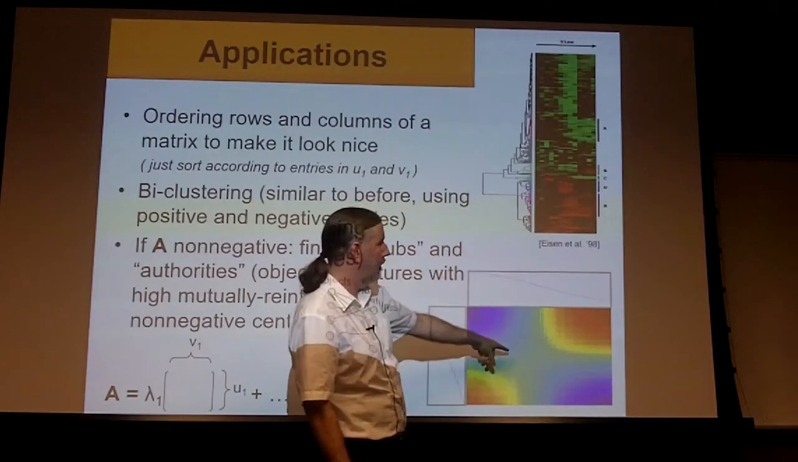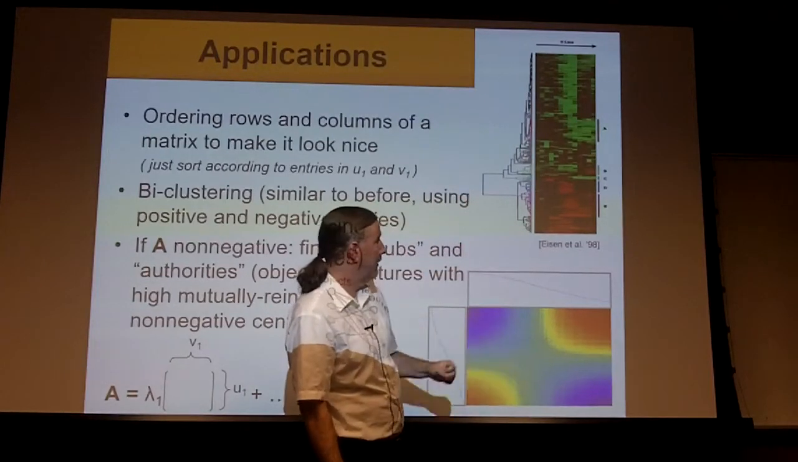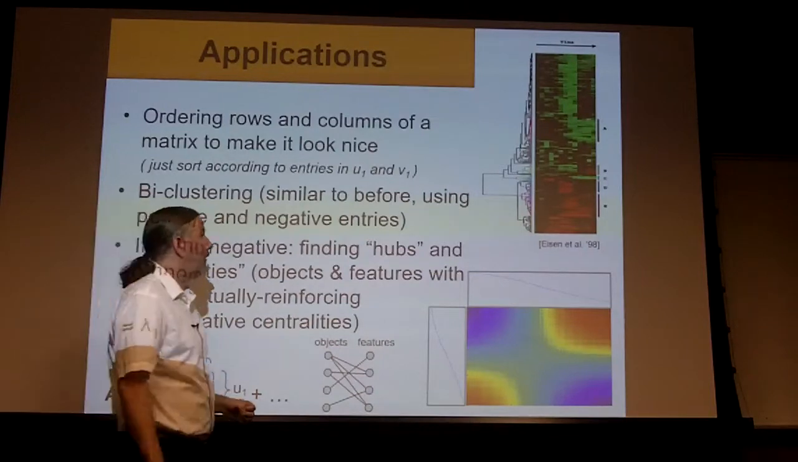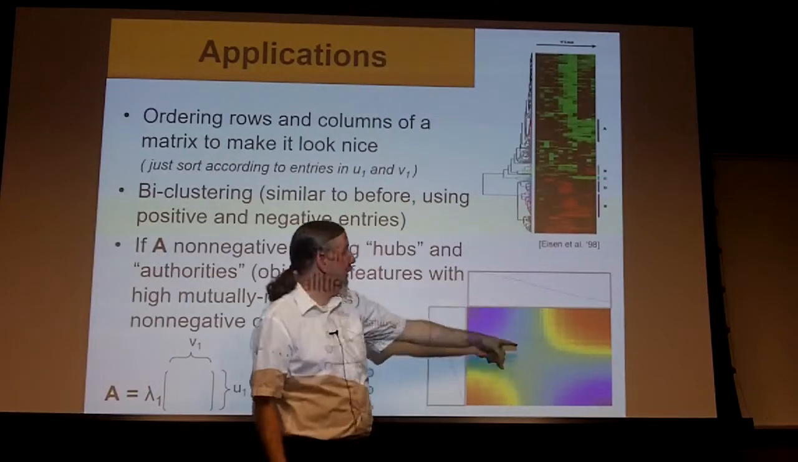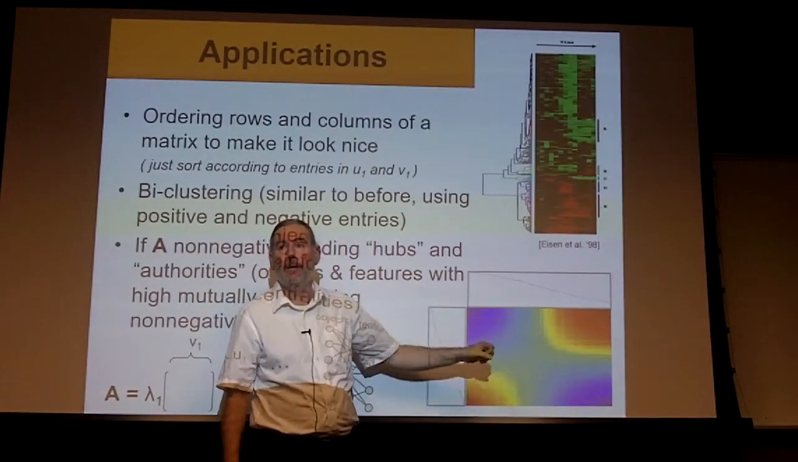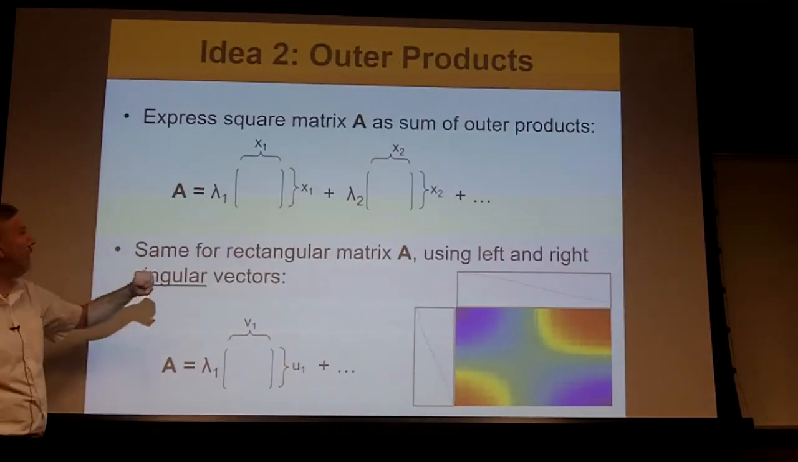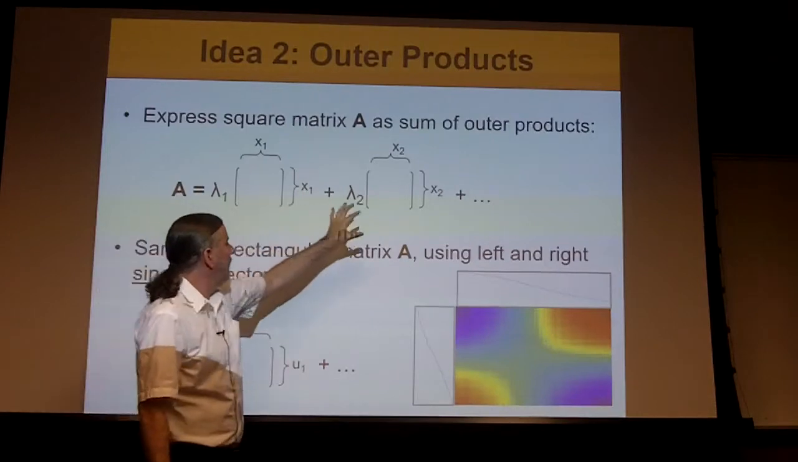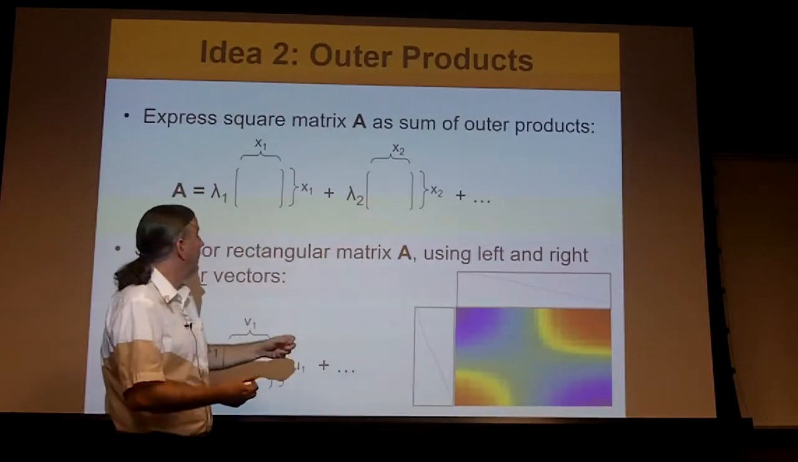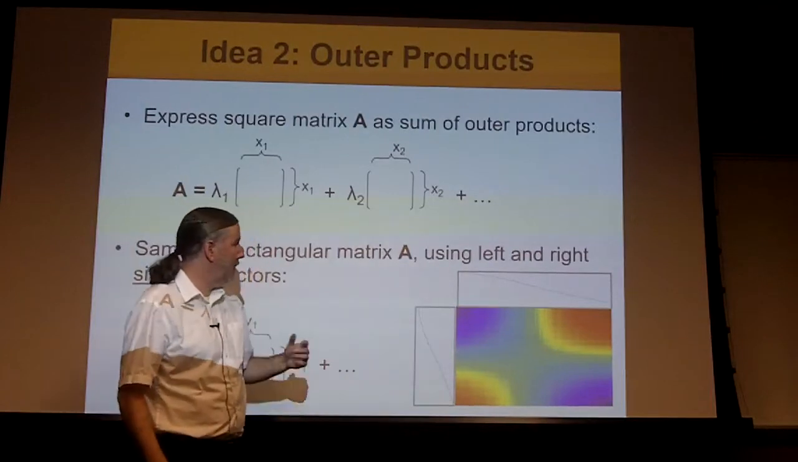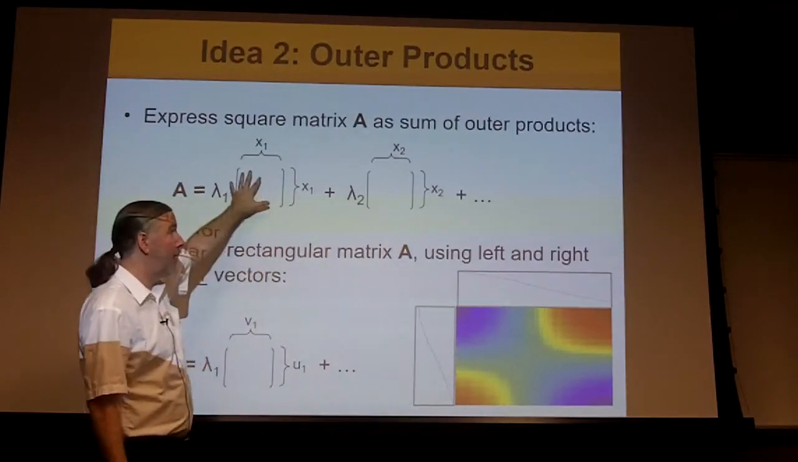In fact, they try and make it look kind of like a block matrix if possible. How do you do that? How do you take an arbitrary matrix and reorder it so that it looks really pretty like this? Well, what you can do is think about this decomposition. Each one of these terms is suggesting that your matrix is made up of a combination of these, this being the most prominent.